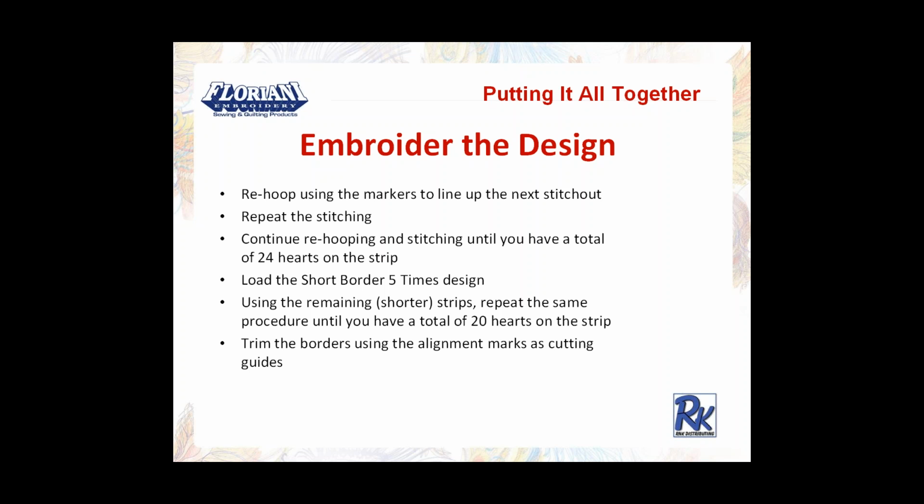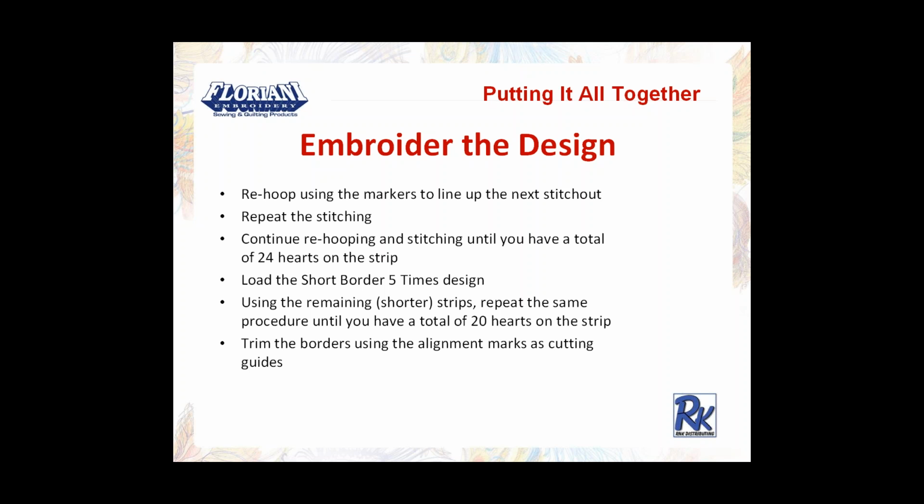You're going to load the short border 5x design when you're done with stitching the first one, and you're going to use the remaining shorter strips and repeat the whole same procedure again, except this time you're only going to stitch out 5 repeats, so you'll have a total of 20 or 40 hearts depending if you went double wide.